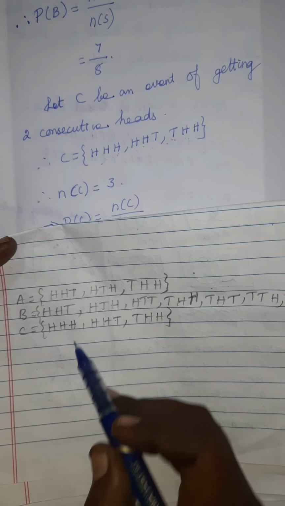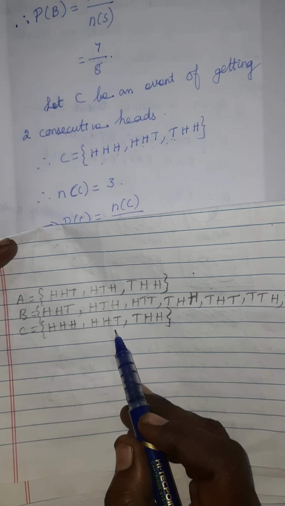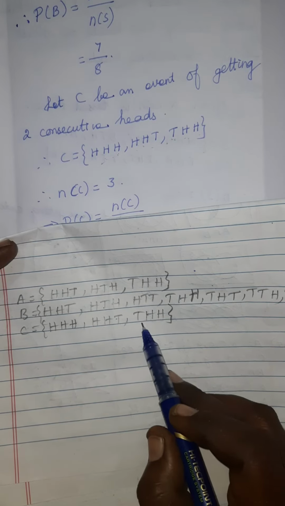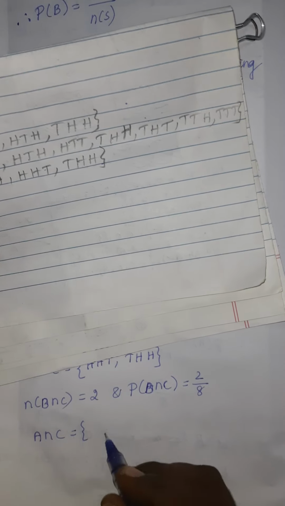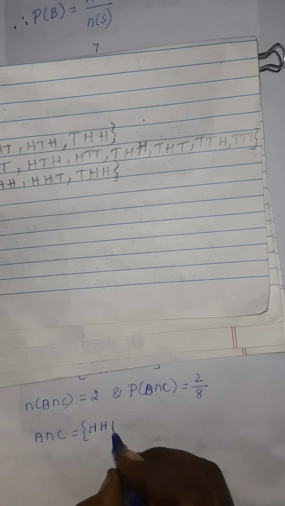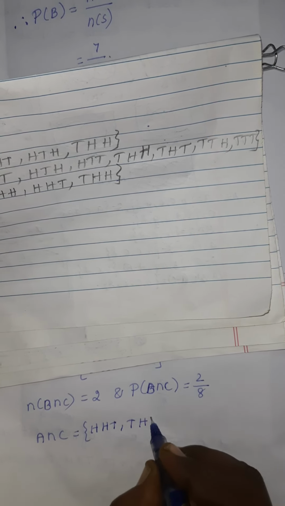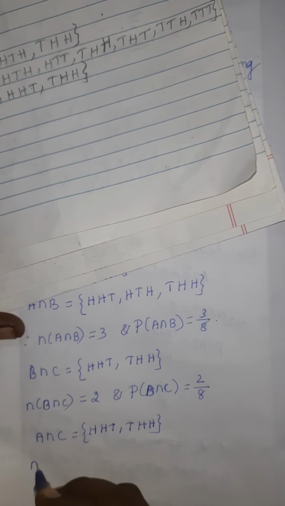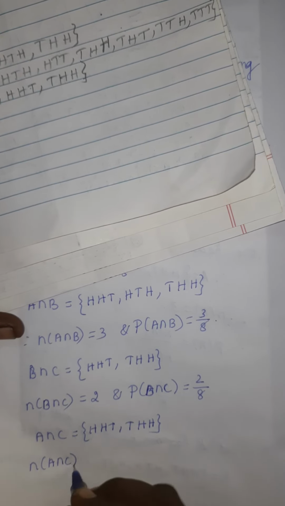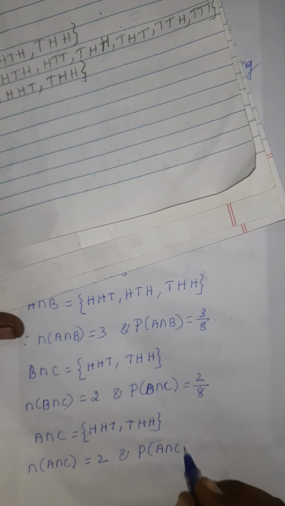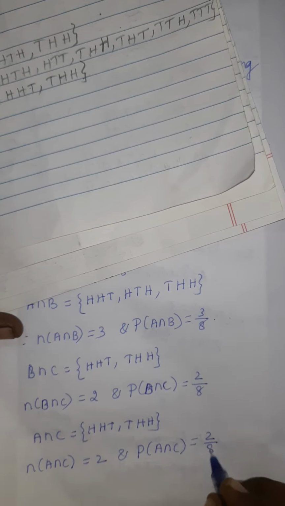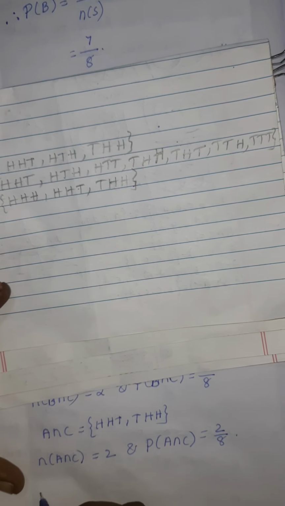Next we can find out A intersection C. What are the elements there? H, H, T, that is in the C set. Then T, H, H, that is also in the C set. Okay, so 2 elements: H, H, T, T, H, H. So N of A intersection C is equal to 2 and P of A intersection C is also equal to 2 by 8.